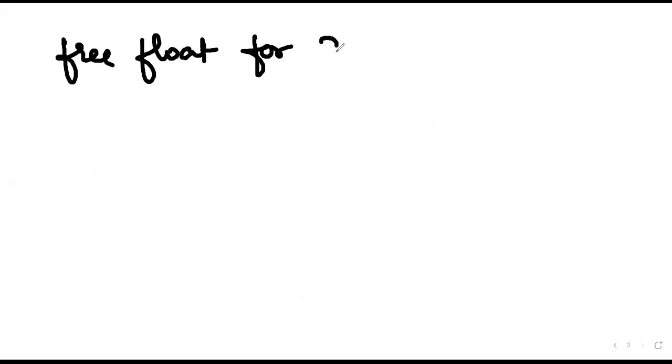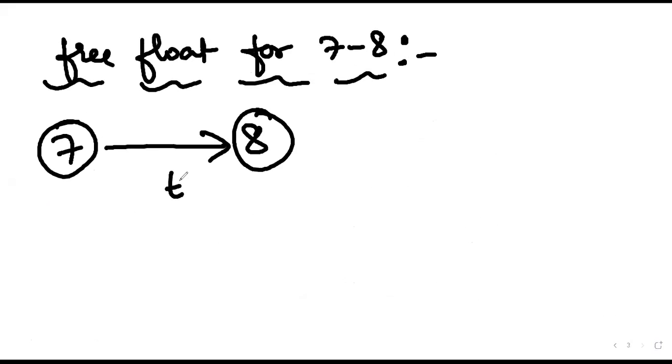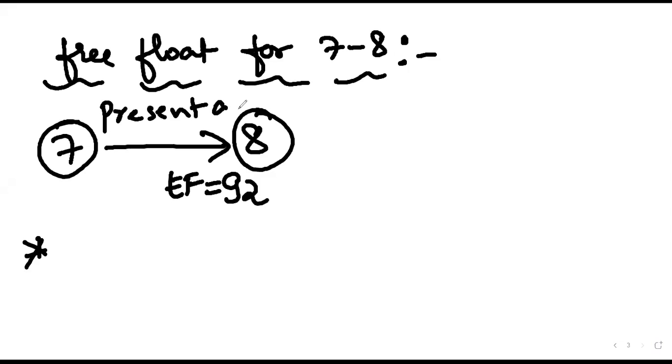Okay. So next we have the 7-8 activity, that is free float for 7-8. So this is 7 and this is 8. What is the early finish for the 7-8 activity? 92. Correct. Now, this is the present activity.